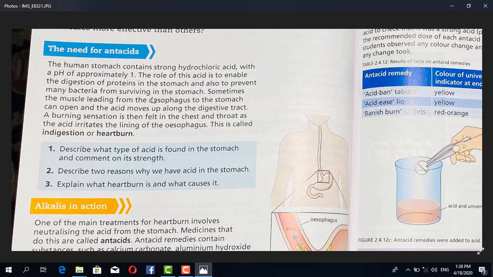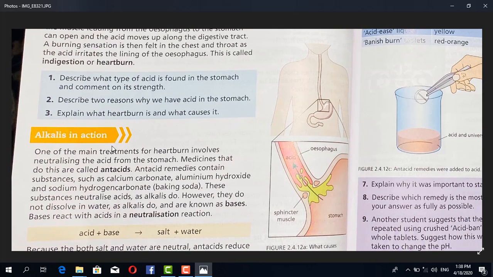Sometimes the muscle leading from the esophagus to the stomach can open, sometimes genetically, and sometimes because you were eating while lying down and it's not closed yet. So the acid moves up along the digestive tract, and a burning sensation is felt in the chest and the throat as the acid irritates the lining of the esophagus. This is what we call heartburn or indigestion.